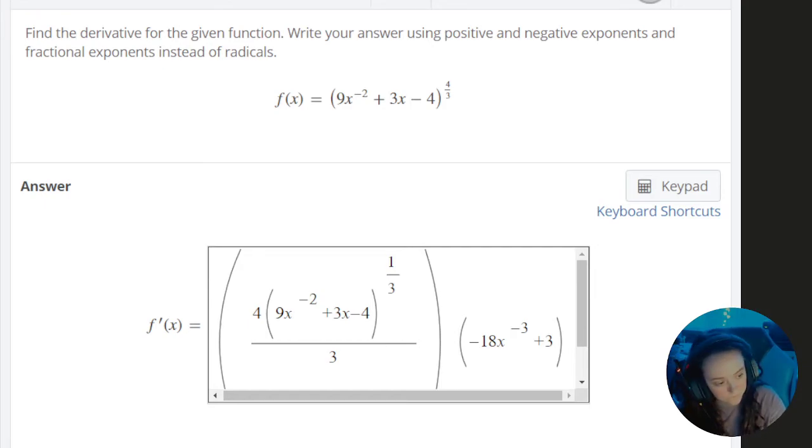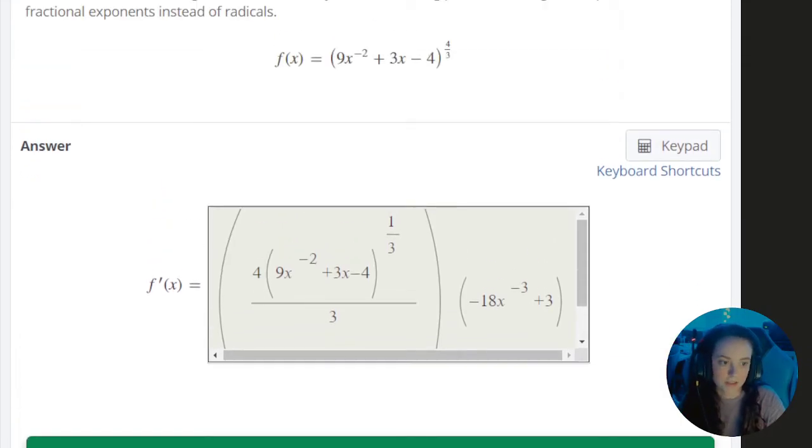So I have parentheses. I'm going to check this smaller part first just because it's easier. Negative 18x to the negative third plus 3. All of that's in parentheses. Cool? Cool. Parentheses. Everything's over a 3. 4 outside. 9x^-2 plus 3x minus 4, all to the 1/3. So that should give us the correct answer. We're correct. And just so that y'all can see it, so that you know it's correct.